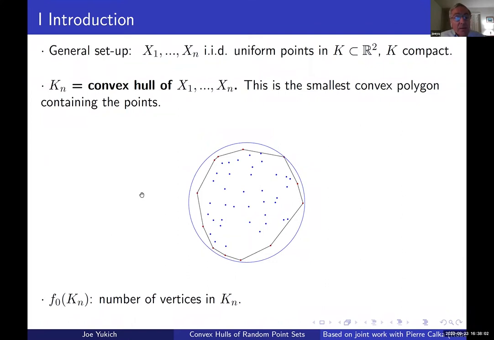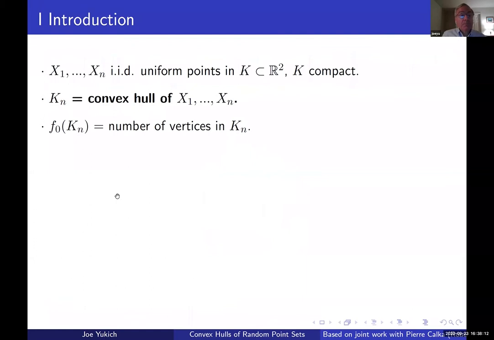One important statistic for the convex hull is the number of vertices, and that we denote by F0. So F0 of Kn in this talk always denotes the number of vertices in the convex hull.